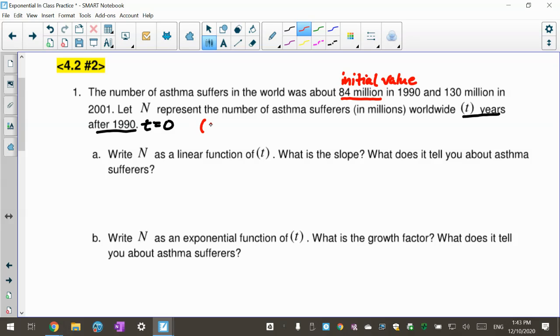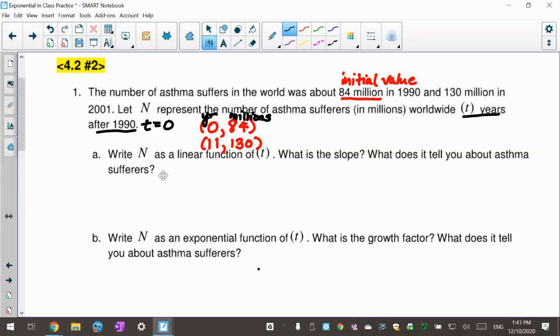Our first one is time is 1990 is 0, and I know there's 84 million. Then I want you to label a crap out of it. So here's my years since 1990, and this is millions of asthma sufferers. Okay. Our next point is going to be 130 million in 2001. So 2001 is 11 years after 1990, and there was 130 million. Okay. So now that I have these two data points, I can go through and find the formula.